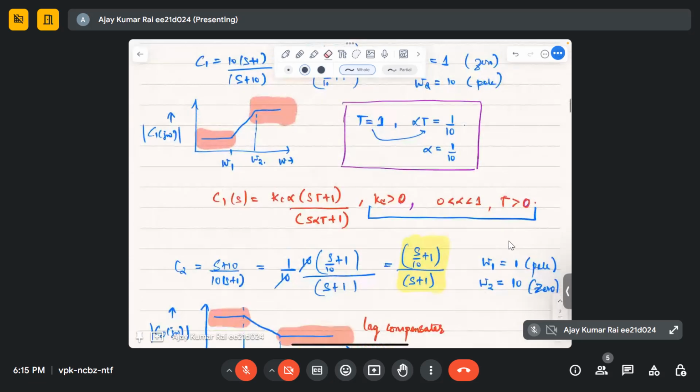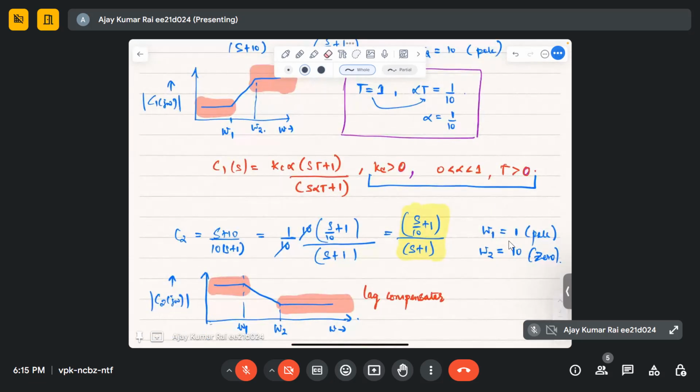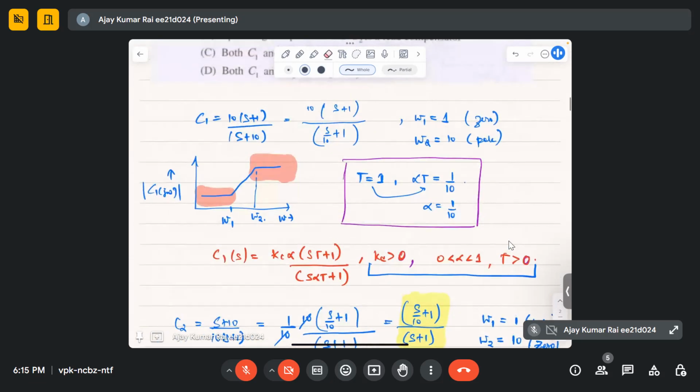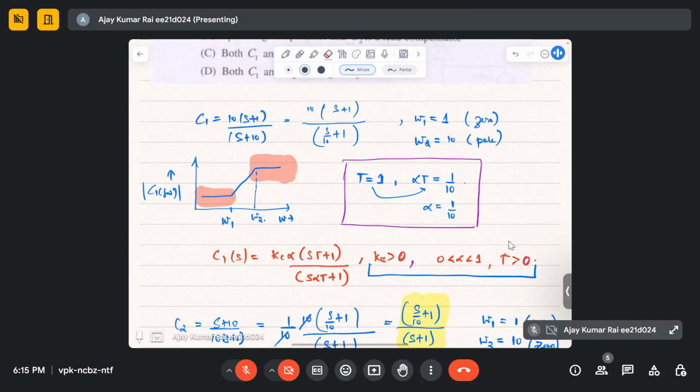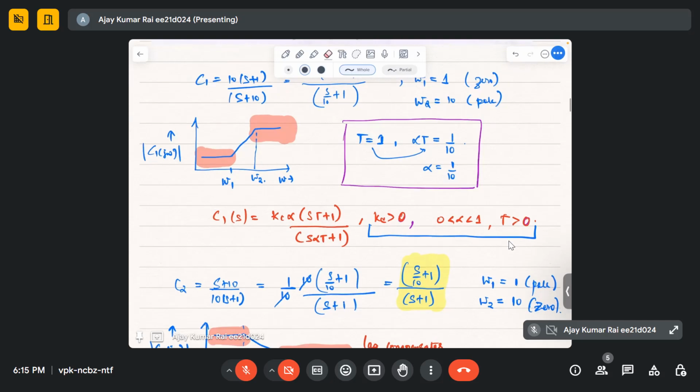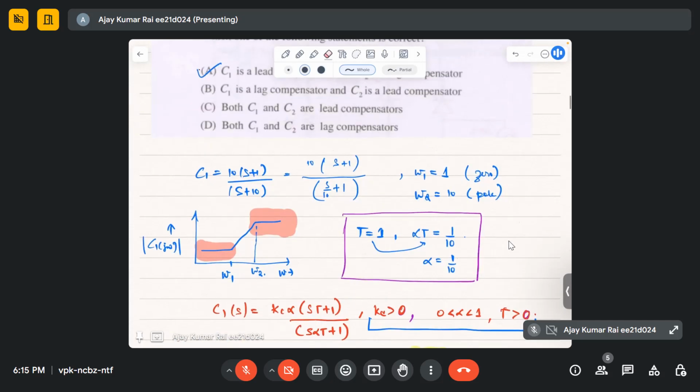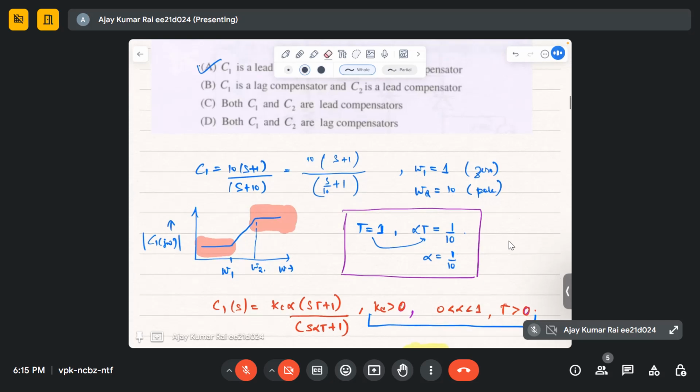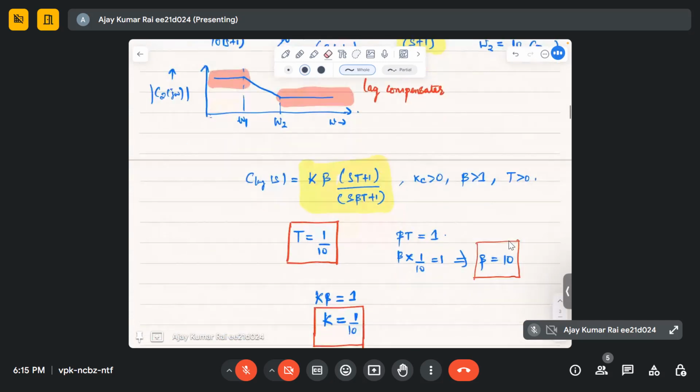Two ways you can do it. The best way to learn is to know the properties of lag and lead compensator. Then you just plot the Bode plot and you can directly give the answer. Very simple. Otherwise, you have to remember the transfer function. It's easy, it's one pole, one zero. But still, the easiest option is just to know the Bode plot of each compensator. Okay, we'll go to the next question.